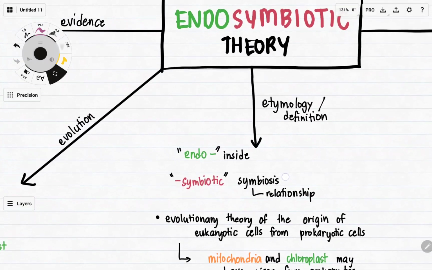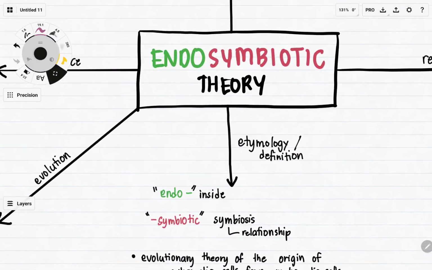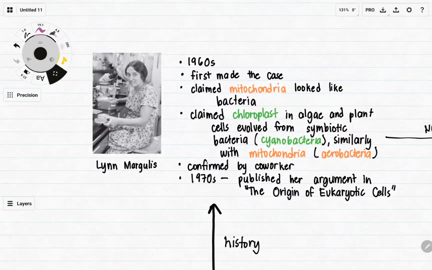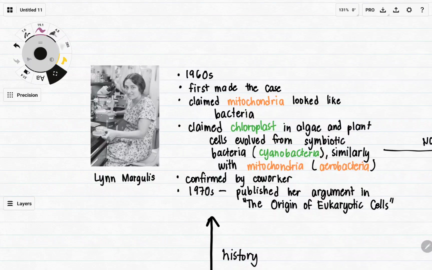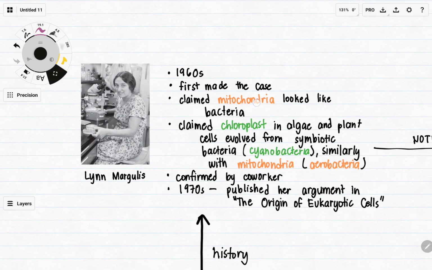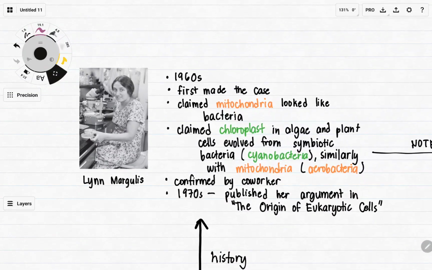Before we dive deep into the evidence on why this theory was proposed, let us first know its history. The argument was first come up with by Lynn Margulis in the 1960s. She claimed that mitochondria looked like bacteria when she looked at them under the microscope. She also claimed that chloroplasts in algae and plant cells evolved from symbiotic bacteria, which are cyanobacteria, similarly with mitochondria.